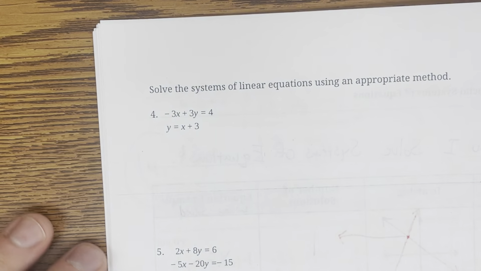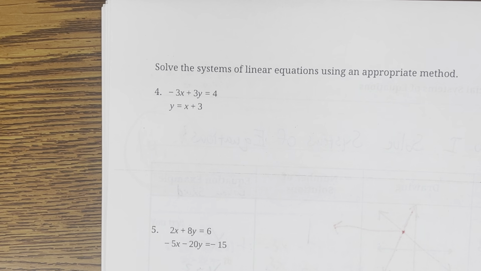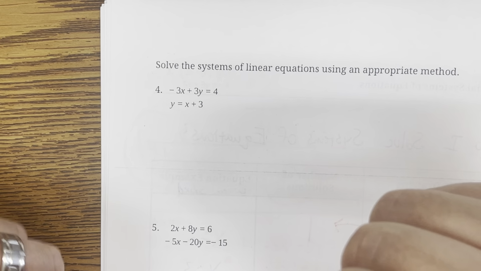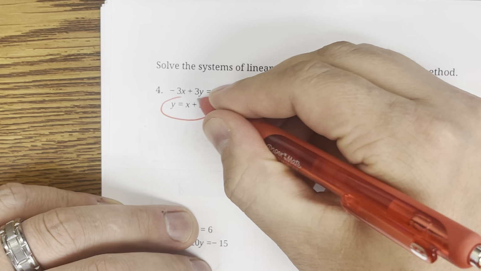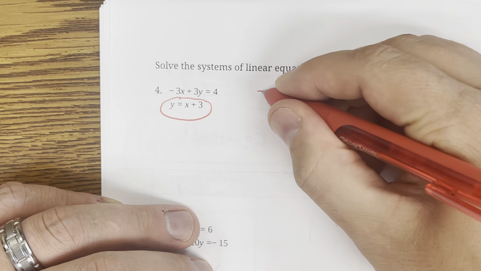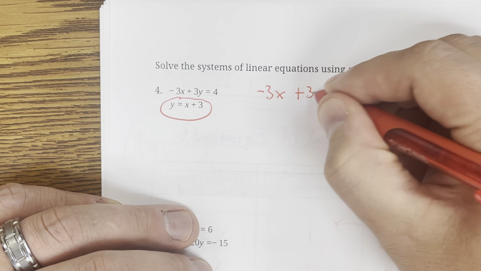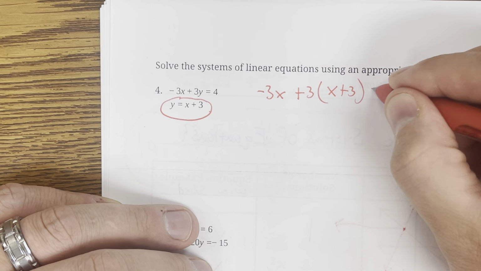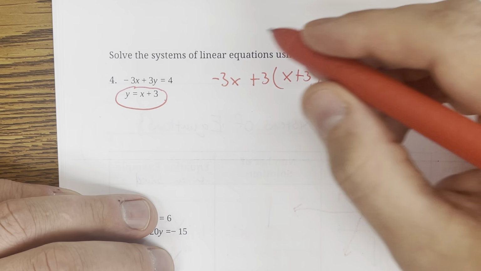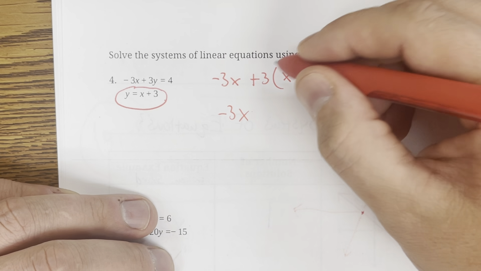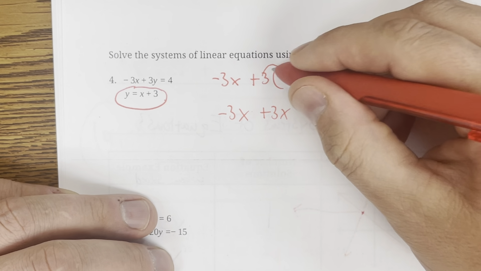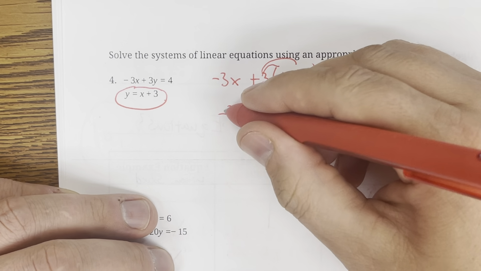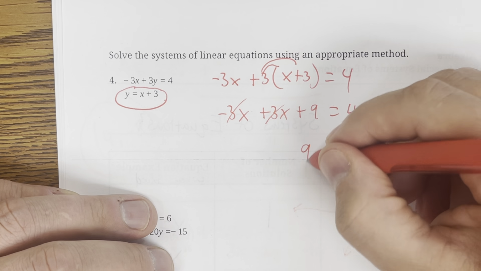So when we're solving, we get to choose the appropriate method. For this one, I kind of see y is isolated. I'm going to use substitution. So I am going to substitute what y is equal to into the other equation for y, -3x plus 3 parentheses. In for y goes x plus 3 equals 4. Now we are going to solve this out. Got to distribute. -3x plus 3x plus 9 equals 4. -3x plus 3x cancels, and I get 9 equals 4.